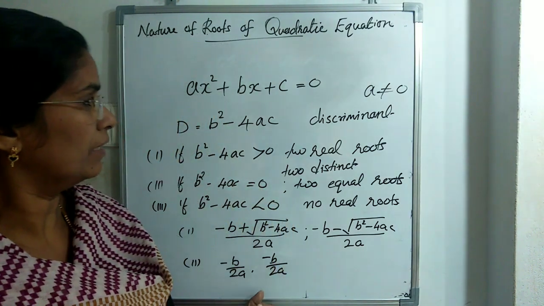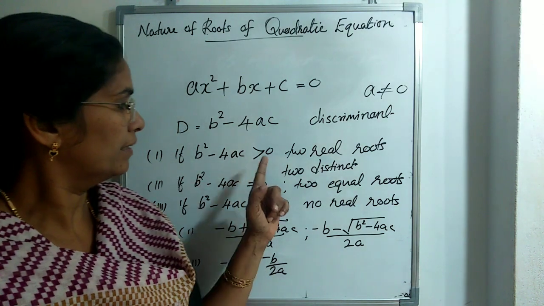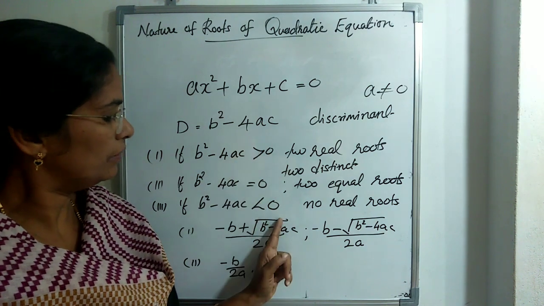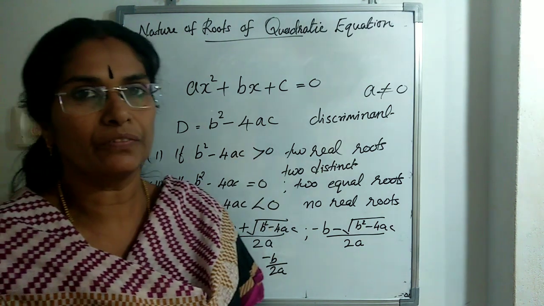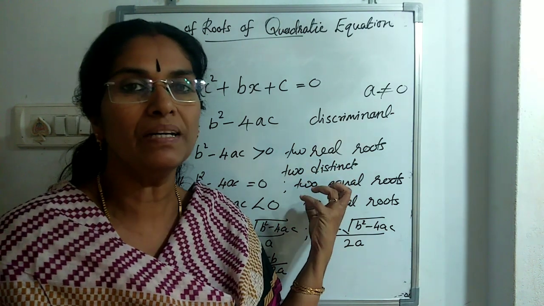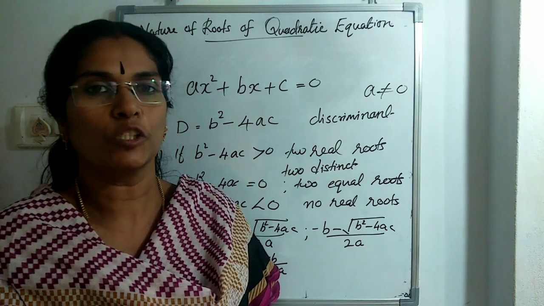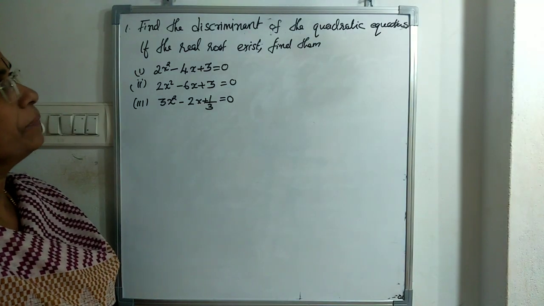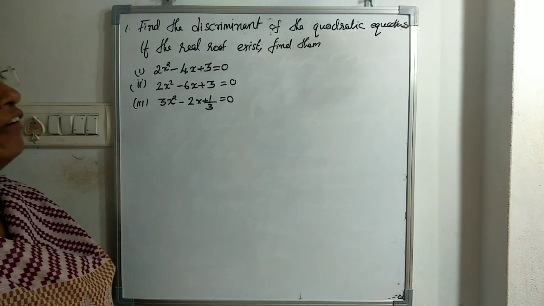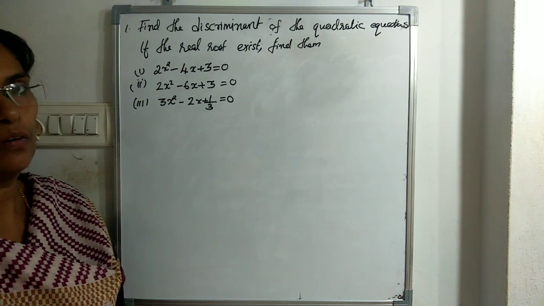Just apply this one. First you have to check the discriminant: greater than 0, equal to 0 or less than 0. Depending upon this we are finding the roots of the quadratic equation. I think this is a very simple concept in this chapter, simple topic. Okay, we can solve some questions. Find the discriminant of the quadratic equation. If the real roots exist, find them. First we have to find the discriminant of the quadratic equation.